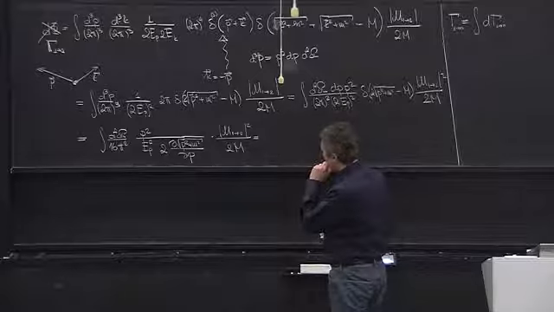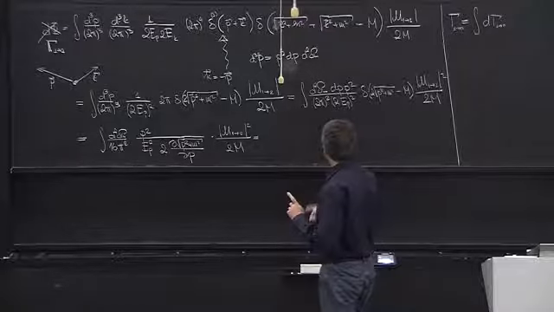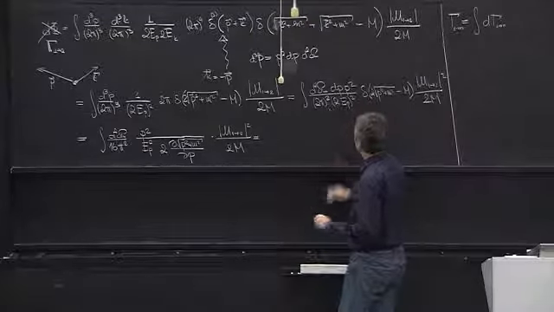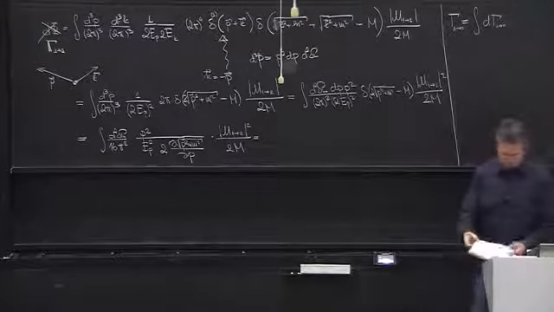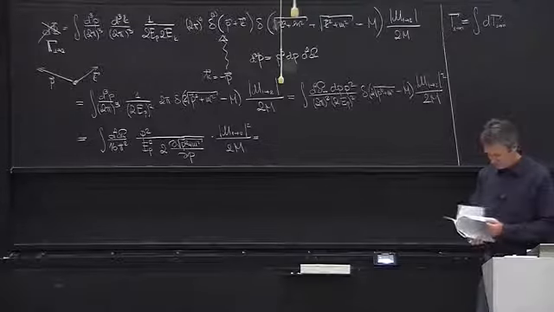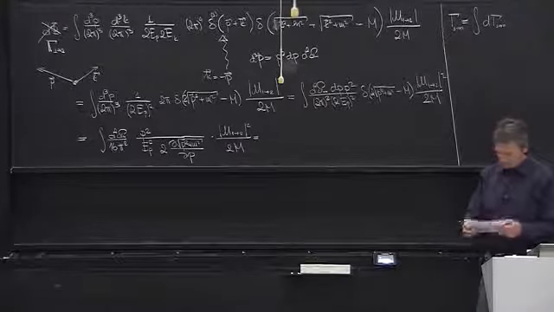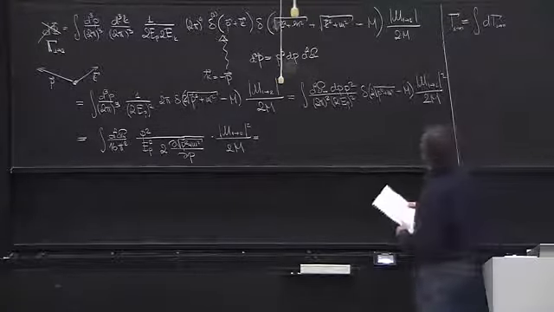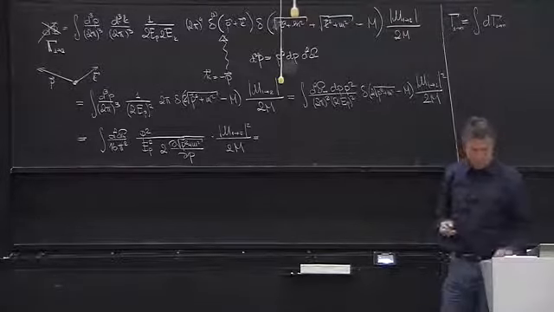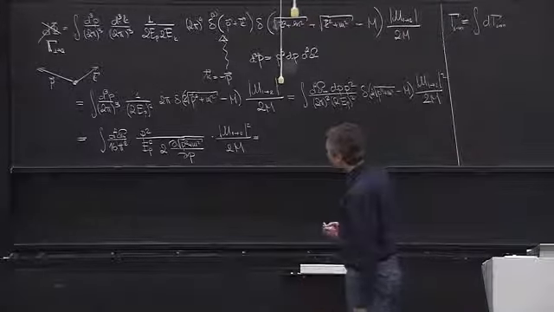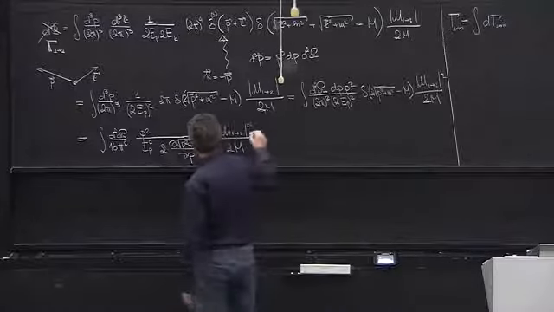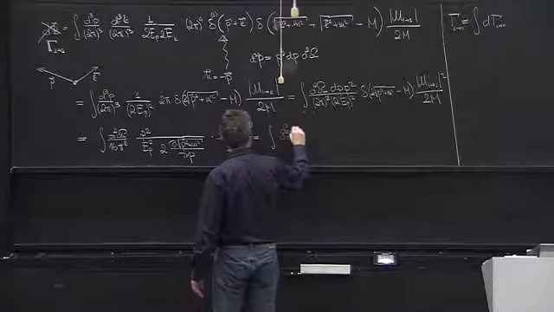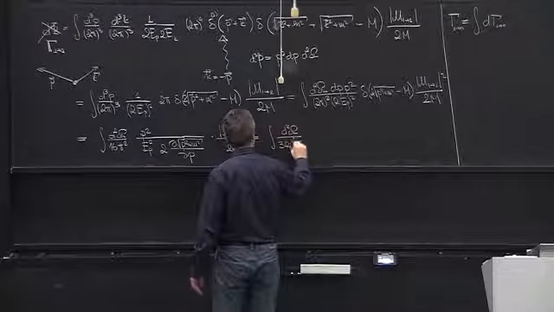So let me check the factors. By the way, there is a factor of 2 missing in the formula. You see this 2 was missing there. So anyway, the final result will be d2 omega divided by 32 pi squared.